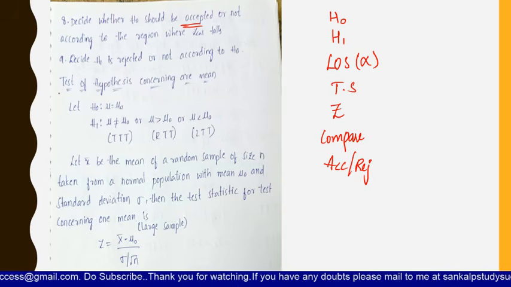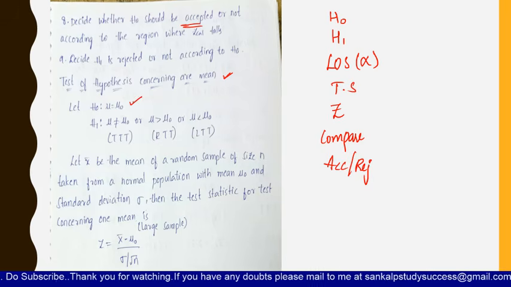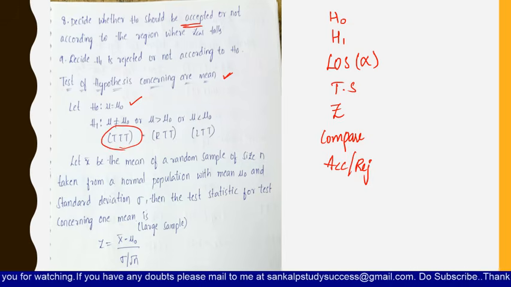Now, test of hypothesis concerning mean. Let H naught be mu equals mu naught. This is the null hypothesis. For each null hypothesis, we are going to have 3 cases. Where mu is not equal to mu naught, which we have already learnt, is the two-tailed test. If mu is greater than mu naught, then it is a right-tailed test. And if mu is less than mu naught, then it is a left-tailed test.